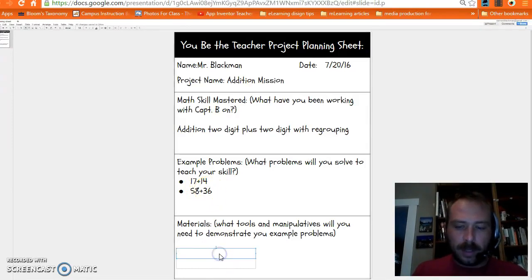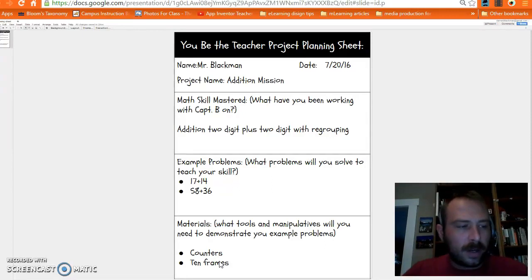I'm ready to go. Next, what tools am I going to need? What manipulatives? Well, I'm definitely going to want some counters because I'm going to want to be able to show what the real life representation of this problem is going to be. And then, of course, 10 frames. 10 frames always let me know if I filled in one section of my place value and if I need to regroup into my next. So this is what your planning sheet should look like.